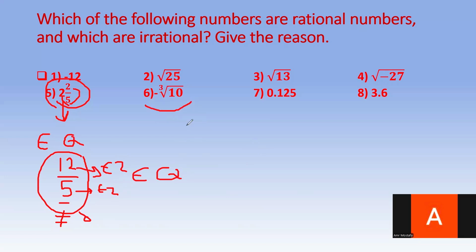Okay. Negative cube root of 10. Do we have a product of three similar numbers that gives me 10? No, we don't. So it belongs to irrational numbers. 0.125 is a decimal, so it belongs to rational numbers. 3.6, a decimal, belongs to rational numbers. That's clear? Okay. If you have any question, leave me the question in the comment, please.